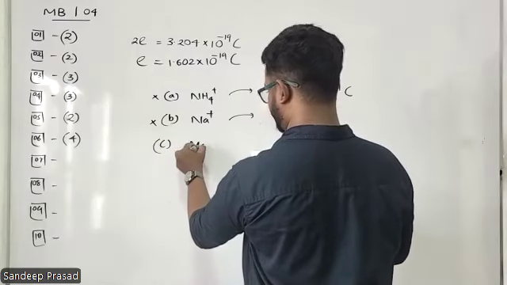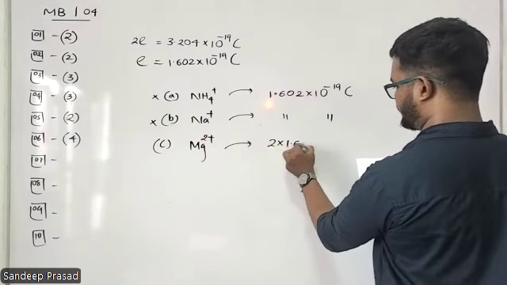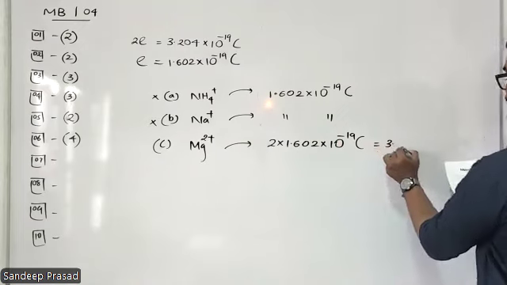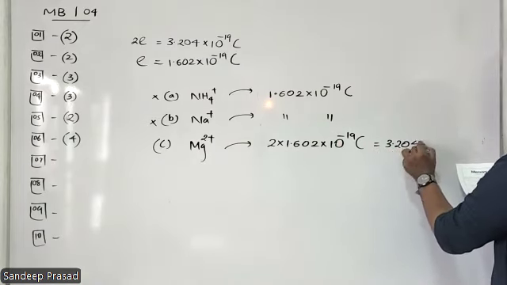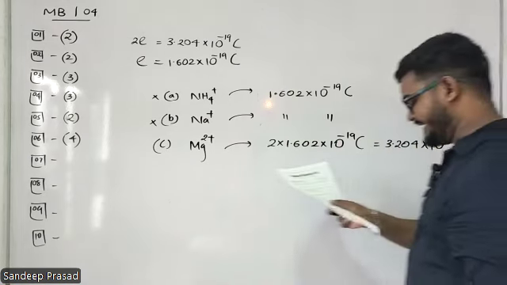Magnesium 2 plus, yes. 2 protons are there. So that should be 2 times 1.602 × 10^-19 coulomb. Then we are getting that value, 3.204 × 10^-19 coulomb, right? So therefore C is correct.